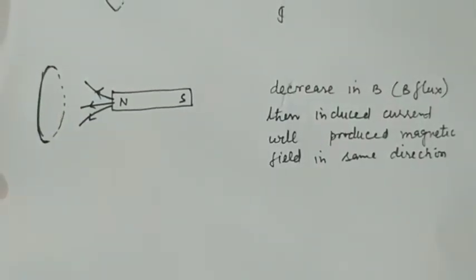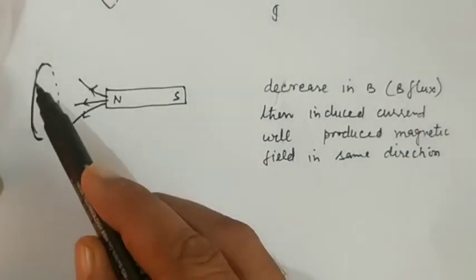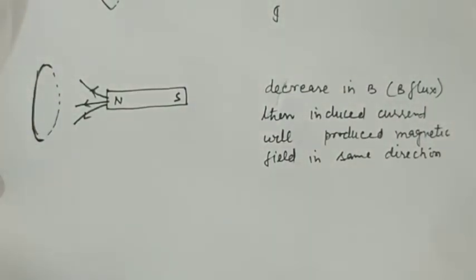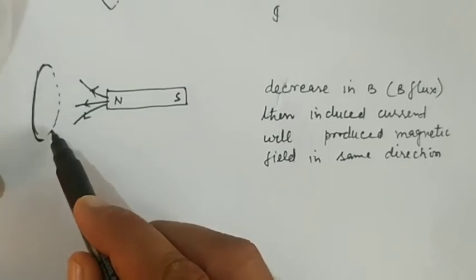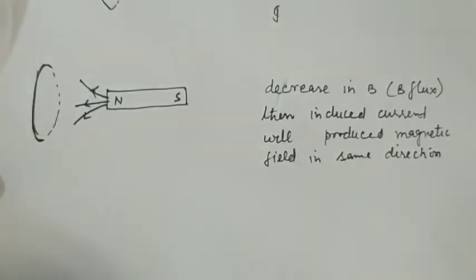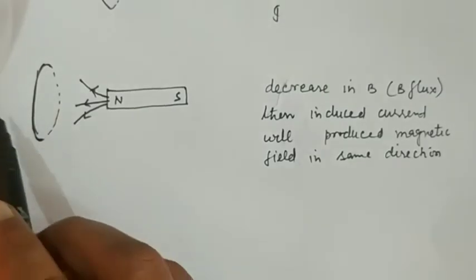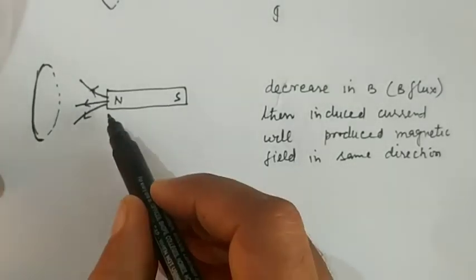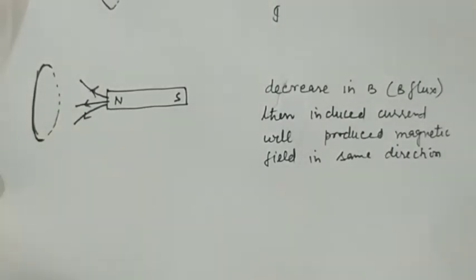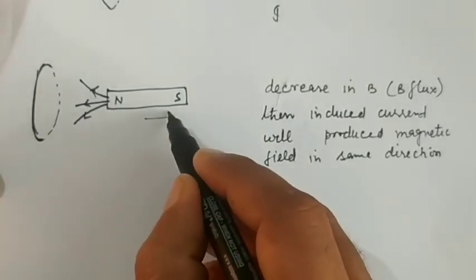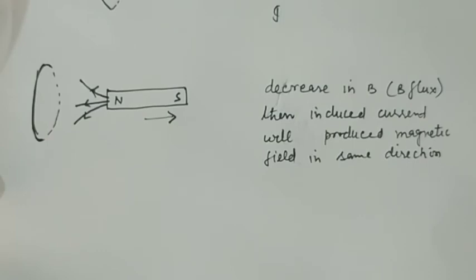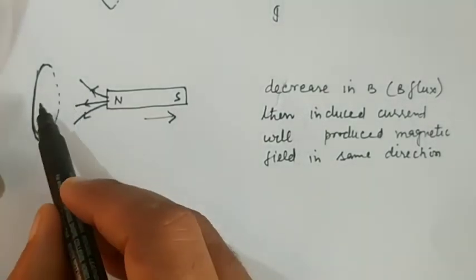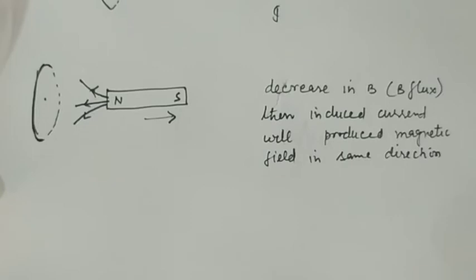Similarly, we take another example. Suppose this is our loop. The hard line part is towards you and the dotted line part is away from you, and a bar magnet is placed on the axis of this loop, producing a magnetic field along this direction. Now, as this bar magnet is pushed away from this loop, the magnetic field inside this loop decreases.